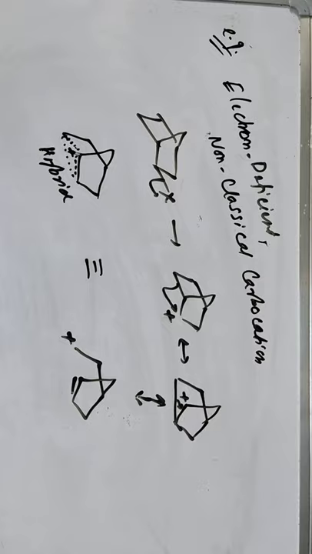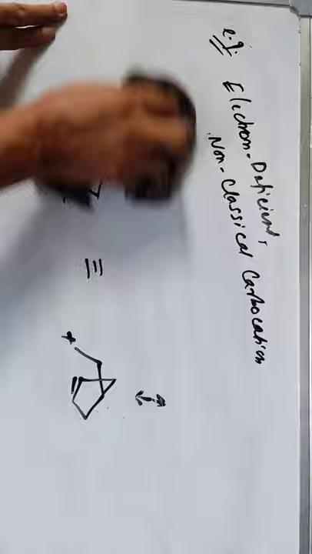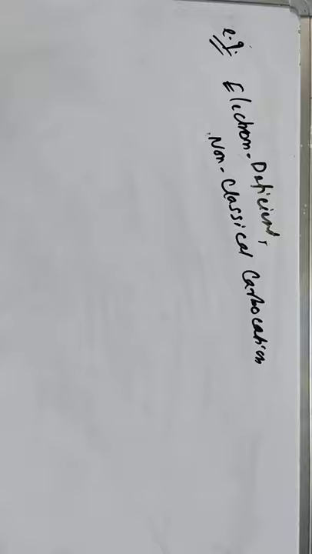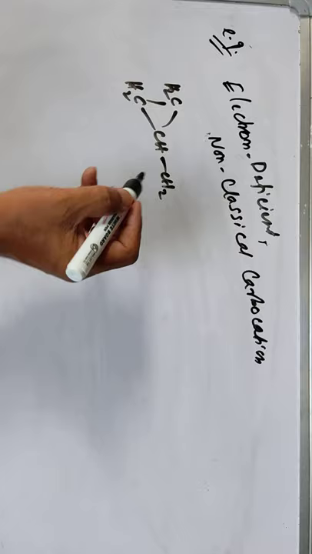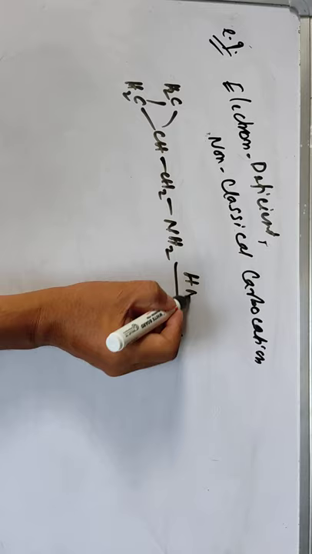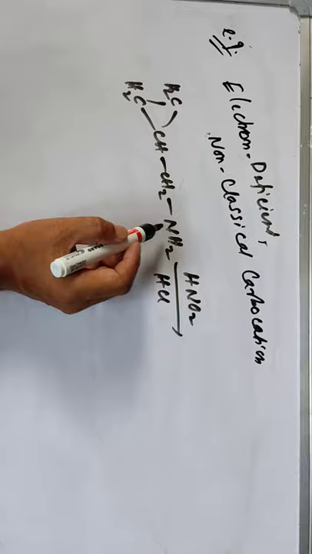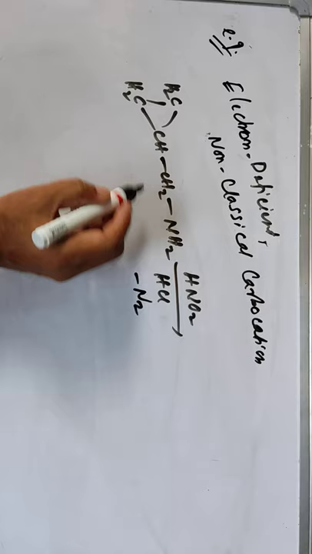So now let's have another example of this electron deficient non-classical carbocation. Here we have cyclopropyl CH2, CH2, CH, and CH2, with an amino group. After nitrous acid in presence of HCl, it will be converted to a diazo compound, and after losing the nitrogen, this will give the carbocation.